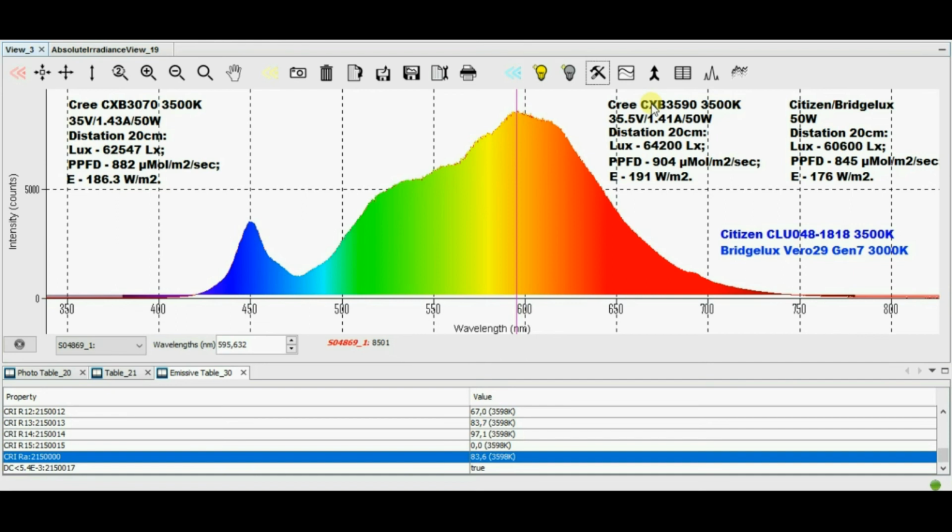As everybody knows, this is the initial value in artificial lighting of plants. At the same time they are in the same price category. The choice is evident, CXB3070 is in the lead.